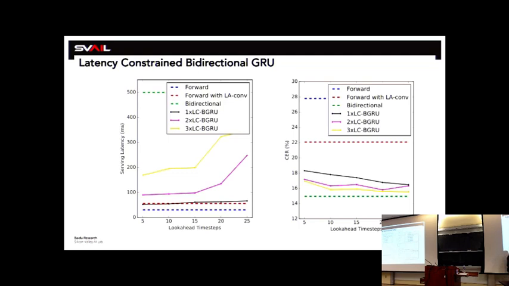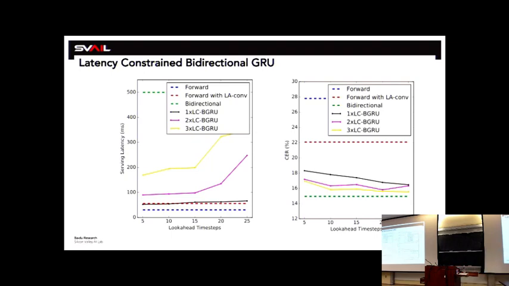Once you start adding 1, 2, 3 LCB GRUs, your latency starts stacking up a lot. Of course, the very top green line is the bidirectional model, which is just non-deployable. You'll say something and you'll wait for 2 or 3 seconds before you get the output, right?